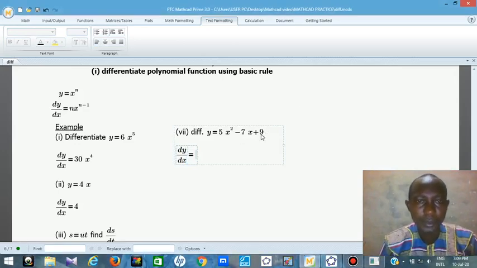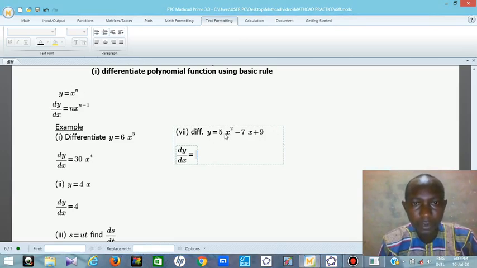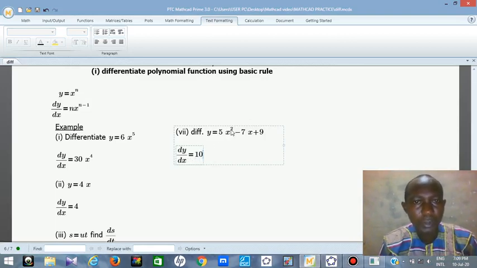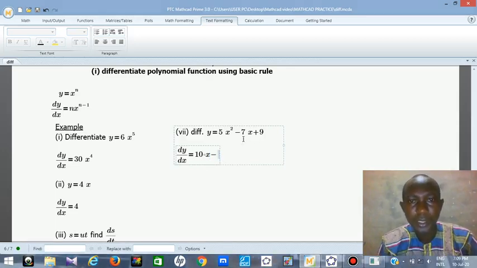is going to be equal to, this time I follow the basic rule of differentiation. Differentiate each term based on what the rule says. y equals 5x squared, so differentiate this one first. The rule says multiply by the power n, which is 2 times the coefficient 5. You are going to get 10. Then subtract 1 from the power. 2 minus 1 is 1. So this is 10x. You are through with that. You go to the next one.